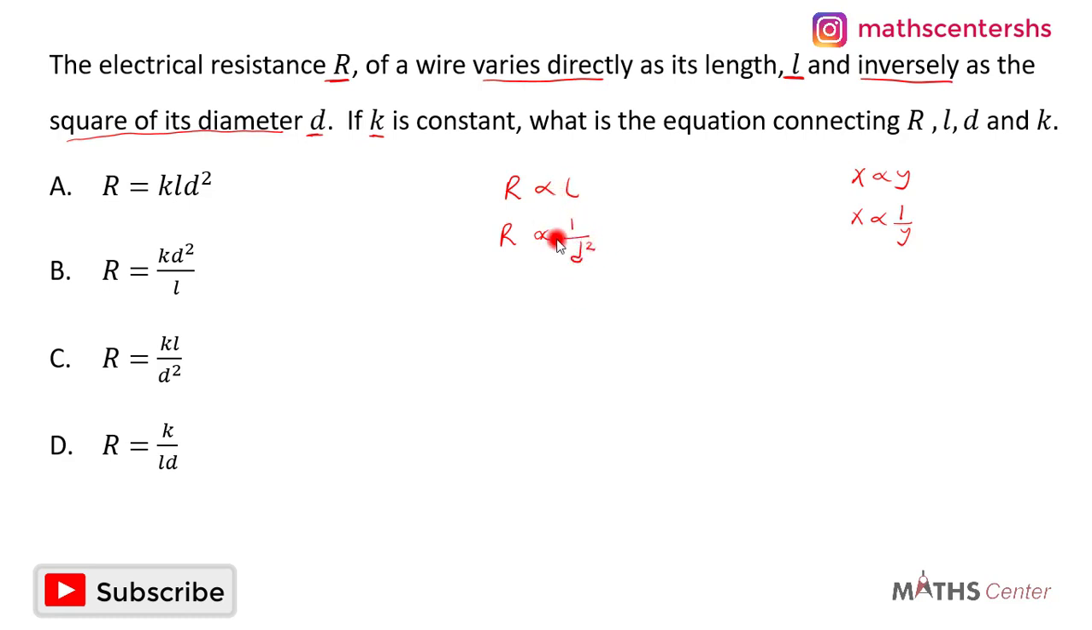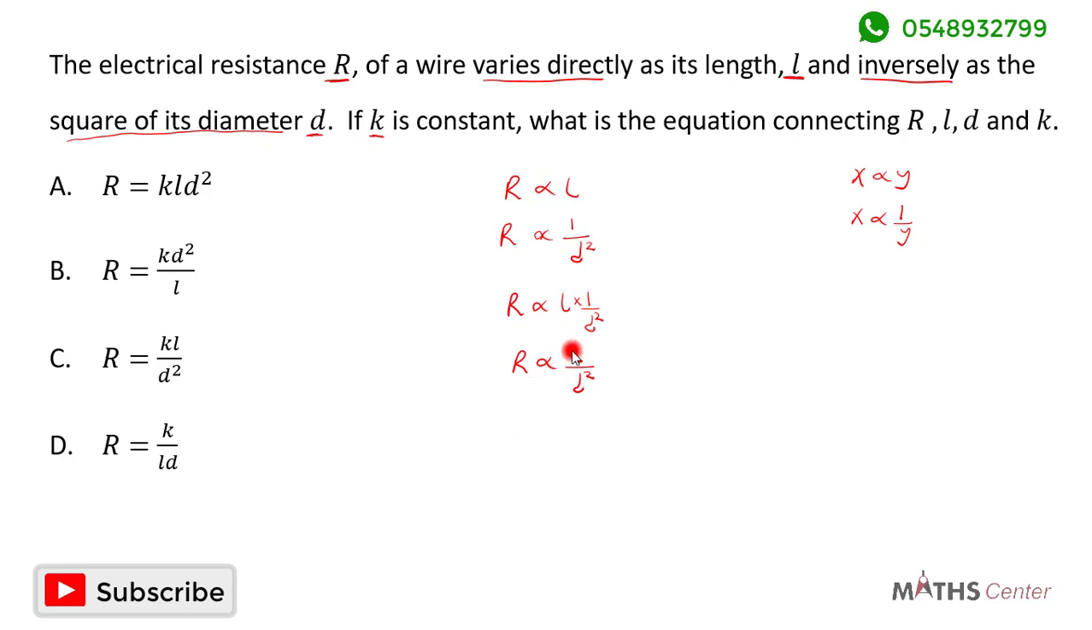When we bring these two together, we will have R is proportional to L times 1 divided by D squared. And this gives us R is proportional to L divided by D squared. The question says that K is the constant of proportionality. So we will remove this proportionality sign and replace it with equal to.